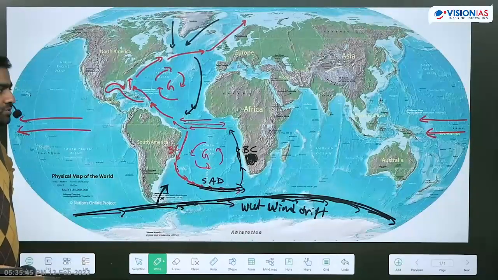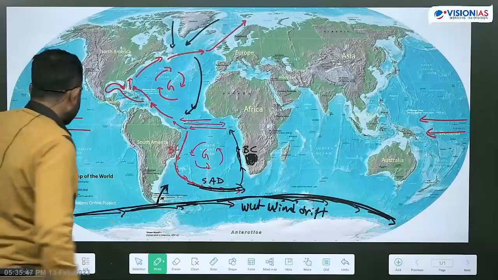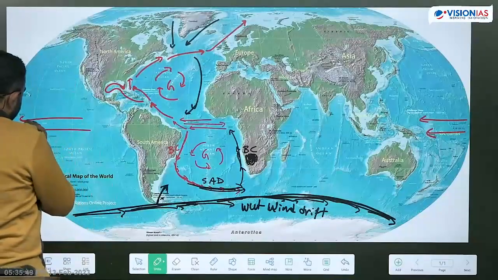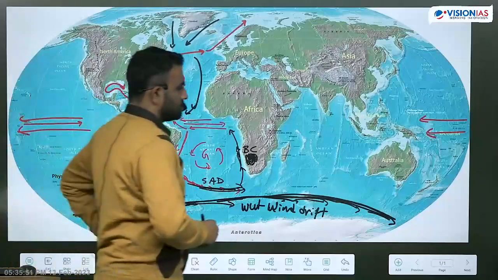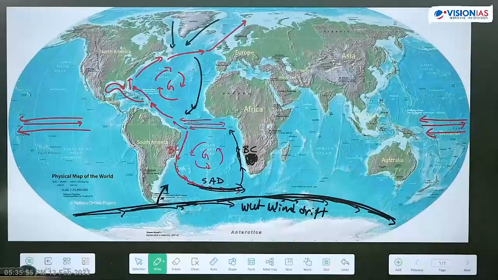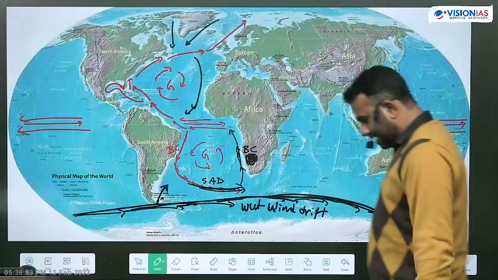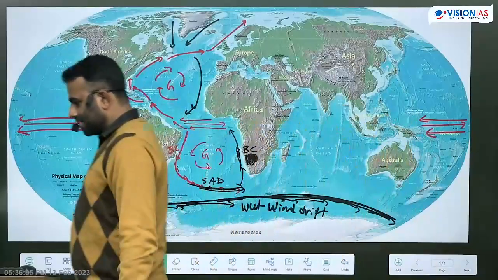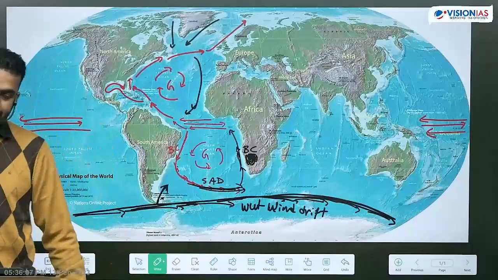Currents of Pacific Ocean. So here also the same, we have the north equatorial current, south equatorial current and counter equatorial current. They are driven by the trade wind belt. So towards the north of equator we have north equatorial current, towards the south of equator we have south equatorial current, in between counter equatorial current in the opposite direction.